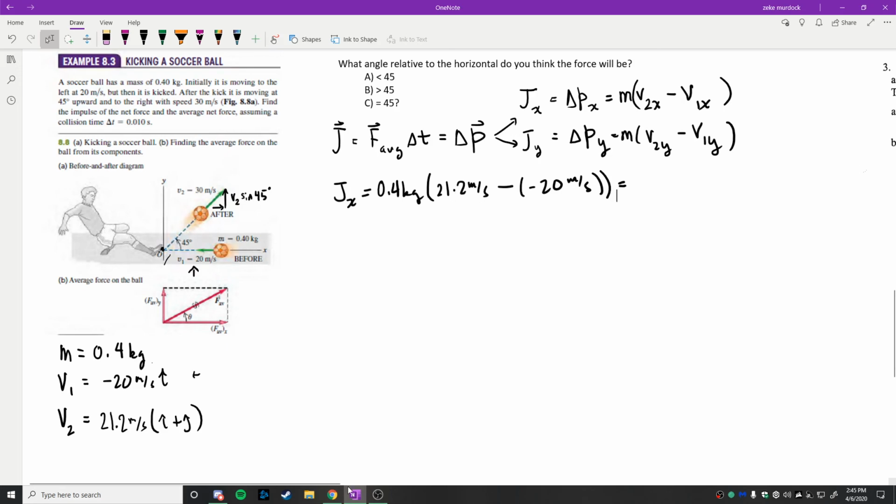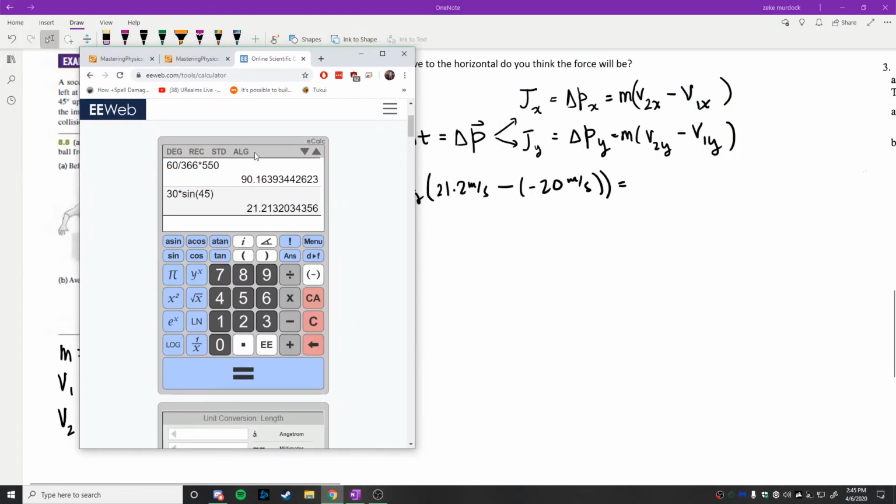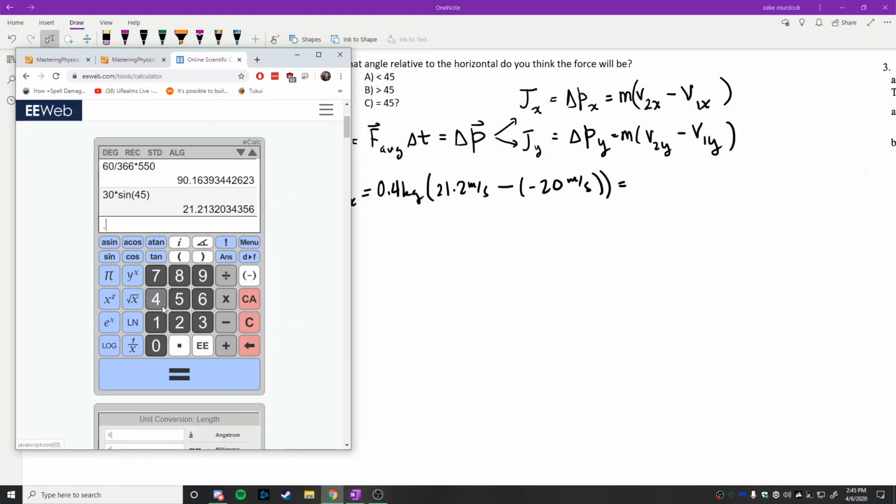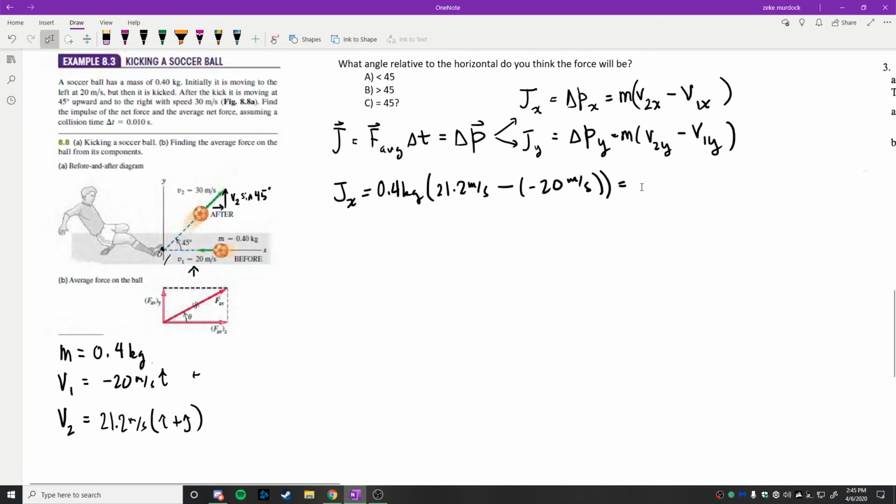So this one, I can't really do in my head. It's 0.4 times 21.2. And again, if you're doing this on your computer and you're trying to make sure you get exactly the answer you have in Mastering Physics, you'd want to use the whole thing. Then we put a parenthesis right here. And then it's minus minus, so I'm just going to write that as plus 20. Close parenthesis and push equals. And there's our answer, 16.5. The units again are kilogram meter per second, or newton seconds.